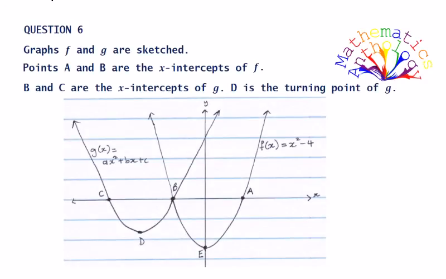Okay, so question 6, given graphs f and g are sketched, points A and B are the x-intercepts of f, B and C are the x-intercepts of g, D is the turning point of g. Okay, so we see both these graphs are parabolas and both of them are happy face parabolas, which means that the A value of both these graphs will be positive.